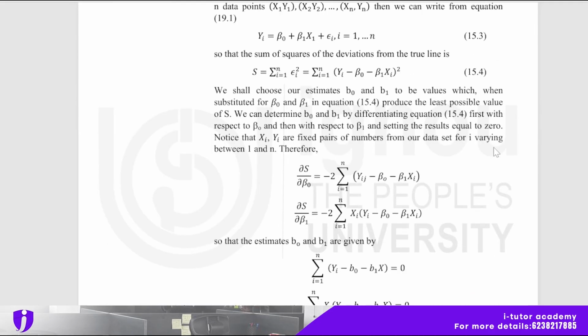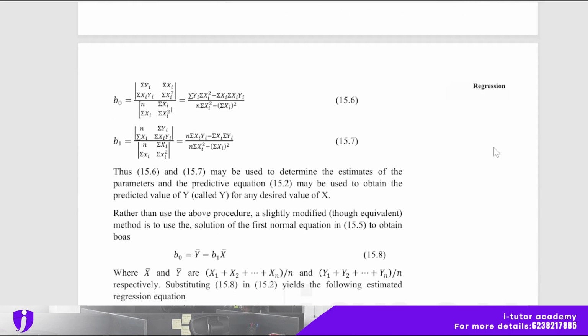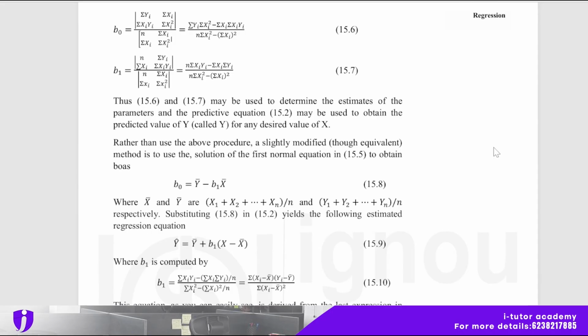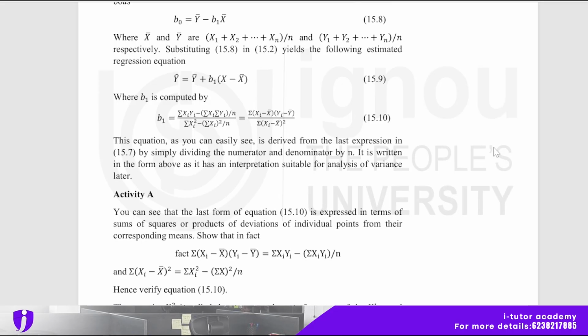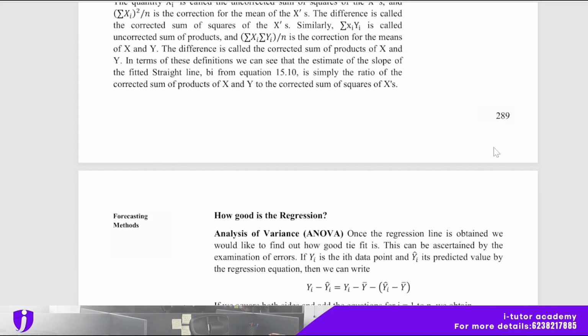So this is like that, and the equation step by step is here. You just go through it. This MMPC005 is all based on equation based chapters. And activity is here. And how good is regression?